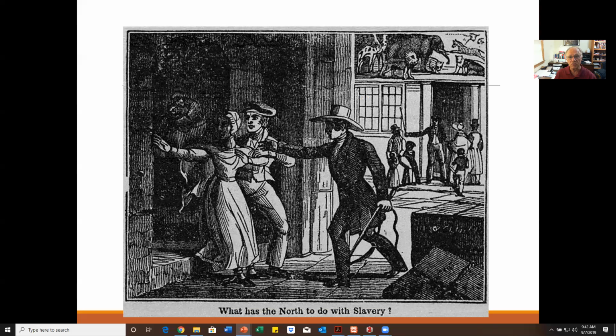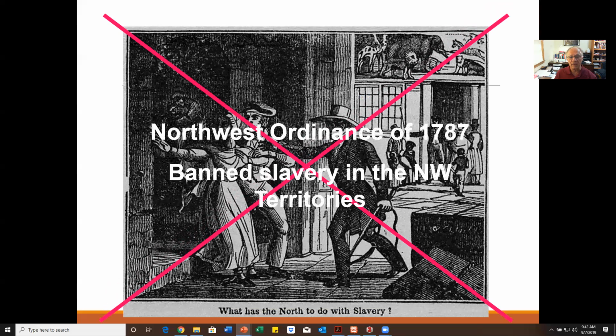What has the North to do with slavery, this cartoon? The Northwest Ordinance banned slavery in the Northwest Territories. So even before our Constitution was signed, in which there was no banning, if you will, of slavery, there was actually a device set up in the original Constitution to eliminate slavery. By the way, we'll study that in a week or two. But the Northwest Ordinance banned slavery in the Northwest Territories.